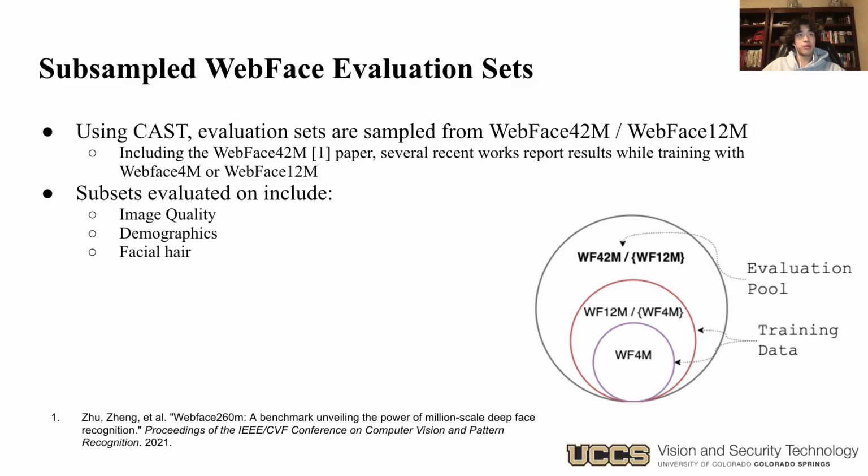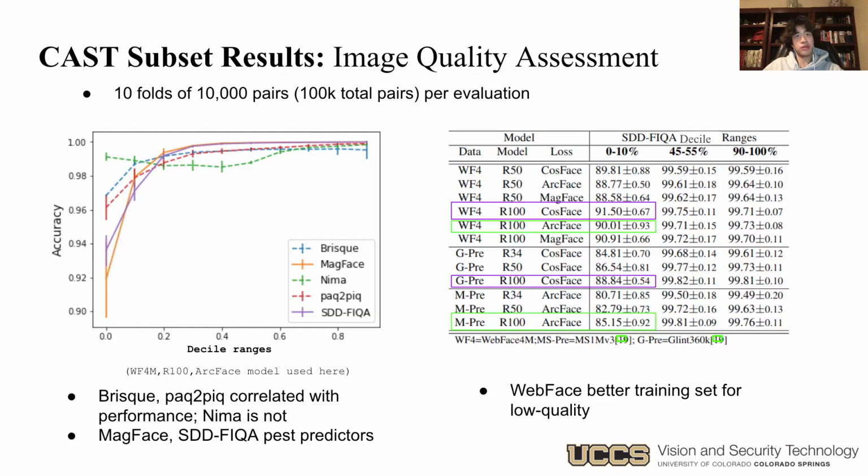So we subsample through WebFace, and the first implementation was on image quality assessments. So we filtered based off the image quality that these models gave us, and we found that BRISQUE and ImpactToPic correlated with performance, while NEMA did not. We found MagFace, SDD-FIQA were the best predictors.